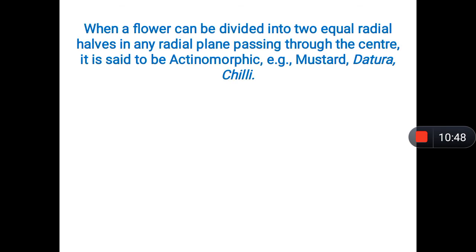When a flower can be divided into two equal radial halves, that means the flower can be cut into two halves by passing a straight line at any degree. That's why the word radial is used. So if a radial plane passing through the center divides it, then the flower is called actinomorphic. Examples are mustard, dhatura, chili. These are different examples of this flower.